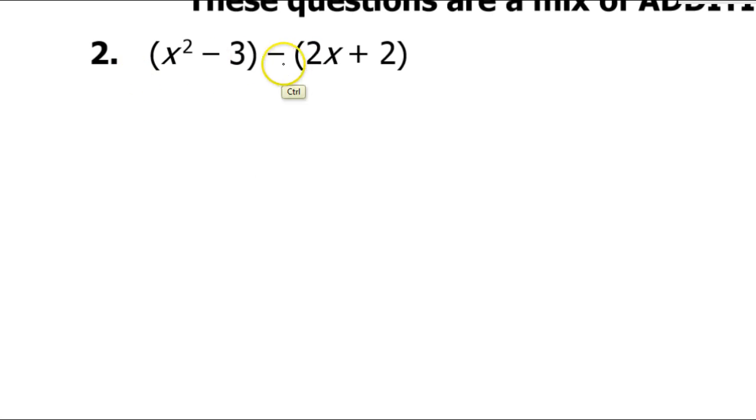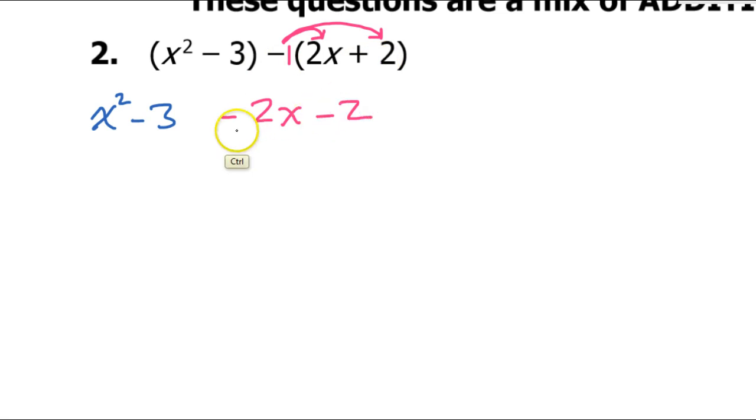So problem number 2 is a subtraction problem. There's nothing in front of the first set of parentheses, so I can just bring that down unchanged. However, the next set of parentheses has this minus sign. Think of it as a negative 1, and I have to distribute the negative 1. So negative 1 times 2x is negative 2x. Negative 1 times 2 is negative 2.